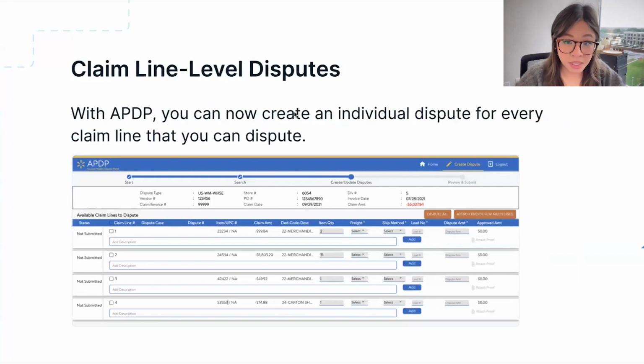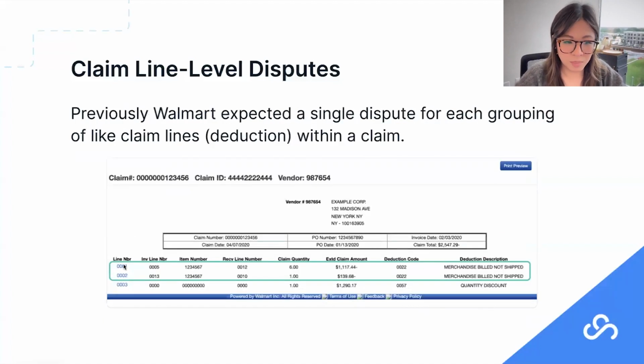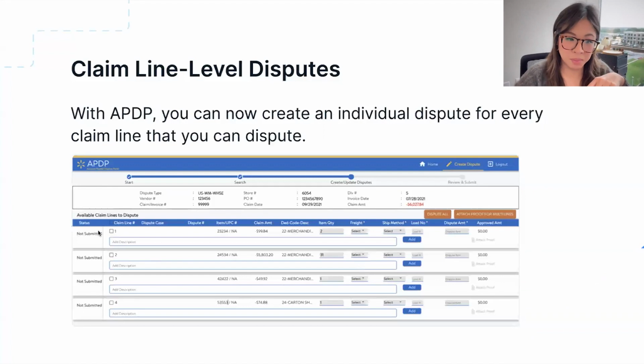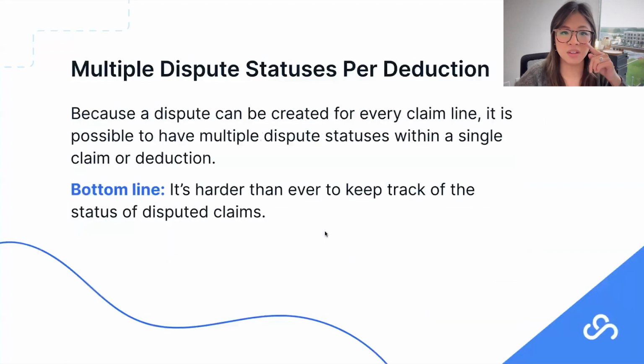With APDP, you can now create an individual dispute for every claim line that you can dispute. So for example, if you had one PO with multiple line numbers, maybe 2 different item numbers or different DCs or whatever it is, you would just submit that all as one. In APDP, you will actually submit individual claim line numbers. So if you have one PO with 4 lines on it, you can submit 4 separate disputes, essentially.